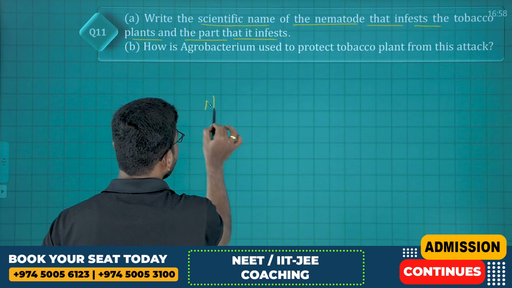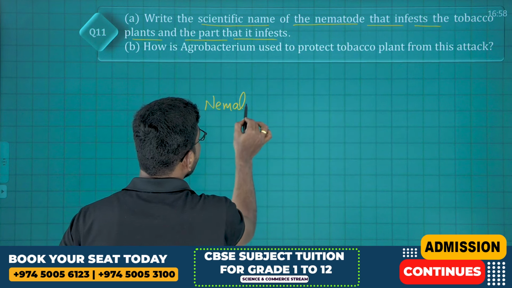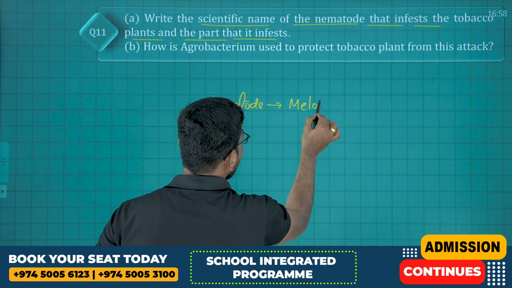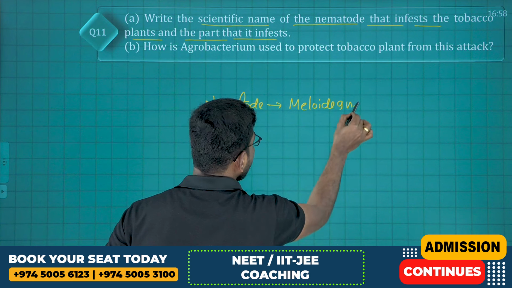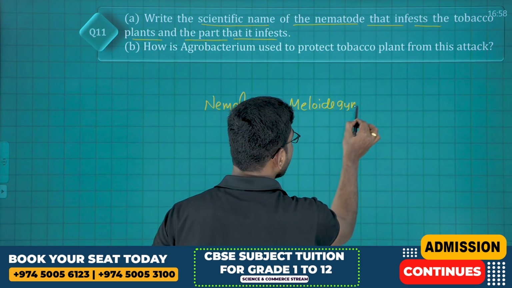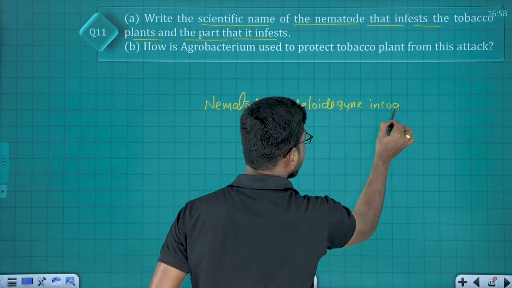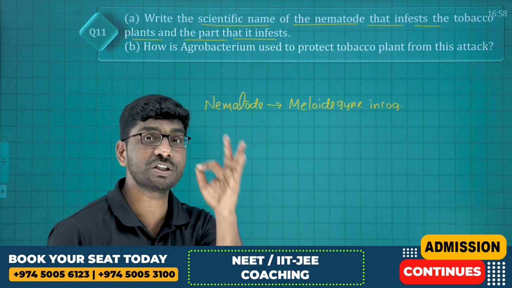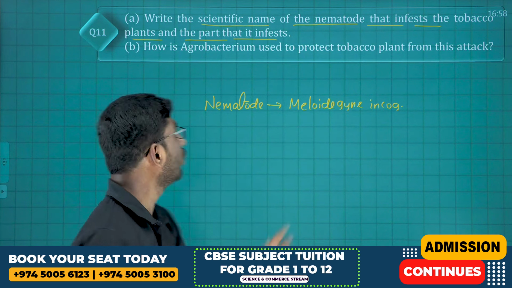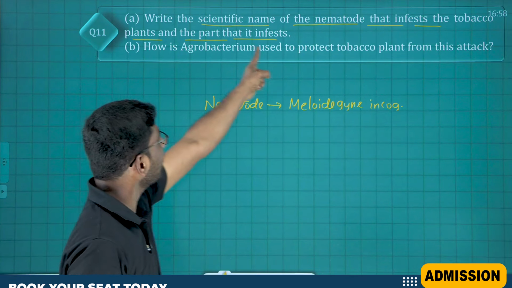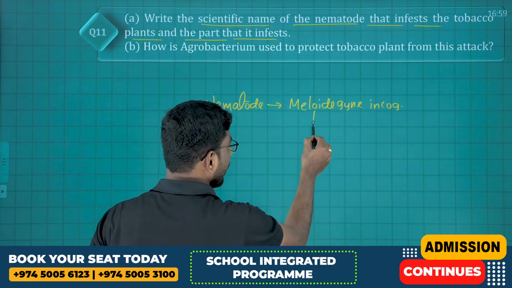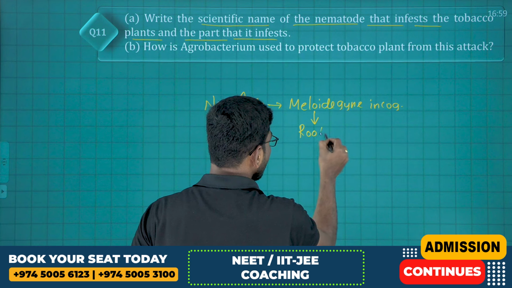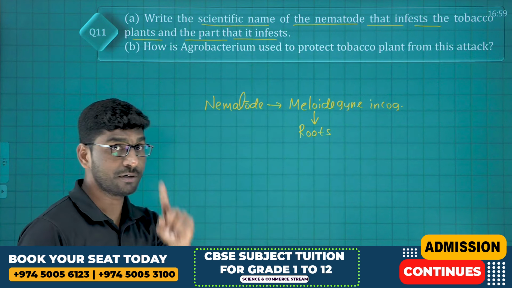Write down all of you the nematode name. Nematode name is Meloidogyne incognita. This Meloidogyne incognita is a nematode worm which infects the roots of tobacco. They're asking the plant and the part that is infected. Which part? This Meloidogyne nematode infects roots of the tobacco plant. First question answer clear.